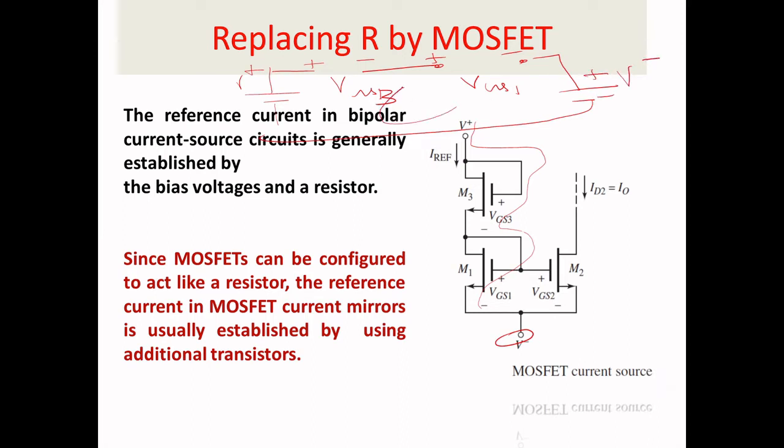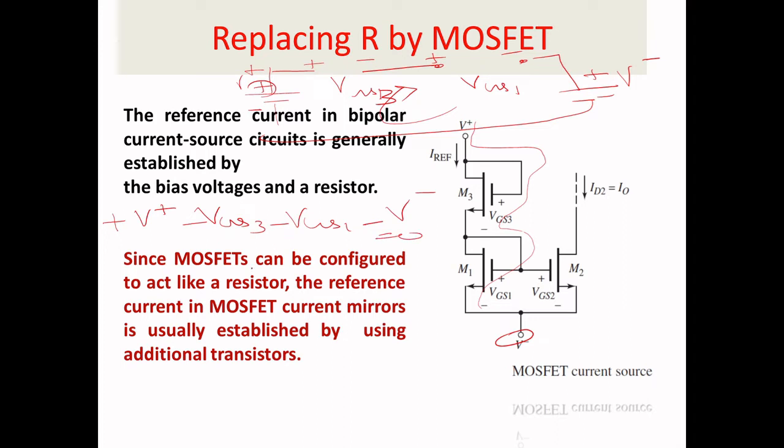You apply the KVL in the clockwise direction. What will you get? Minus to plus; I usually take the leaving symbol here. Plus V plus, this plus is for this one. Entering at a plus, leaving at a minus, so minus, this minus is for this one. This drop is VGS3. Then entering at a plus, leaving at a minus, minus VGS1. Then minus V minus, equal to 0.